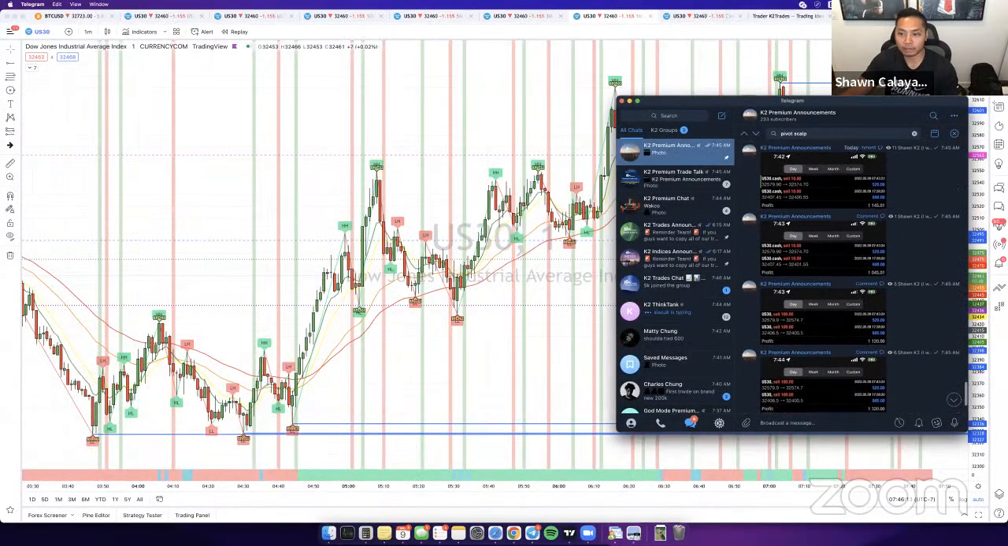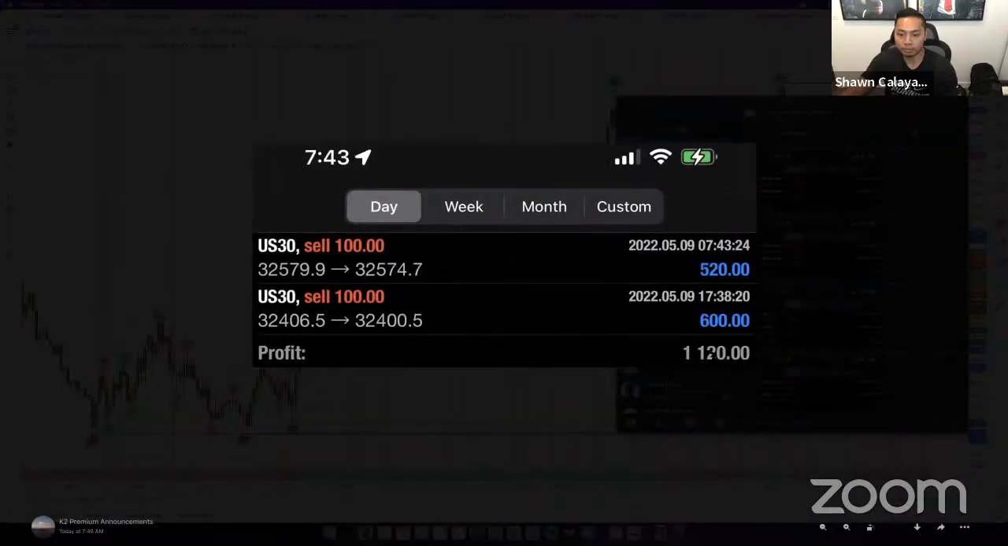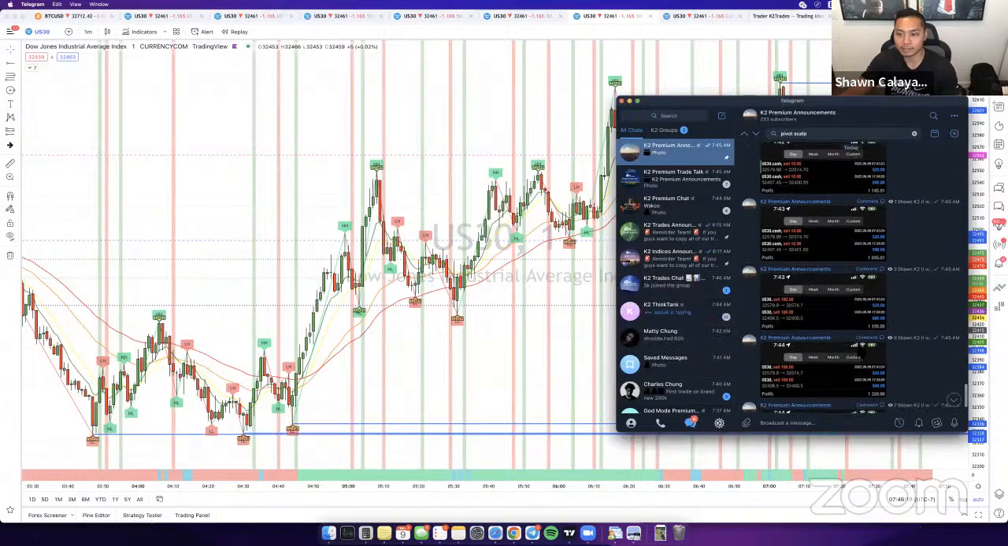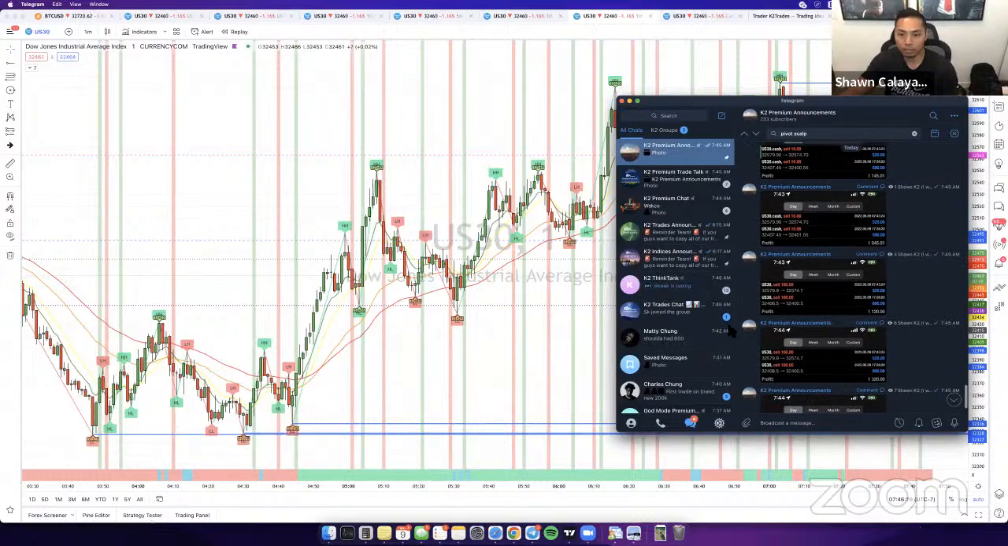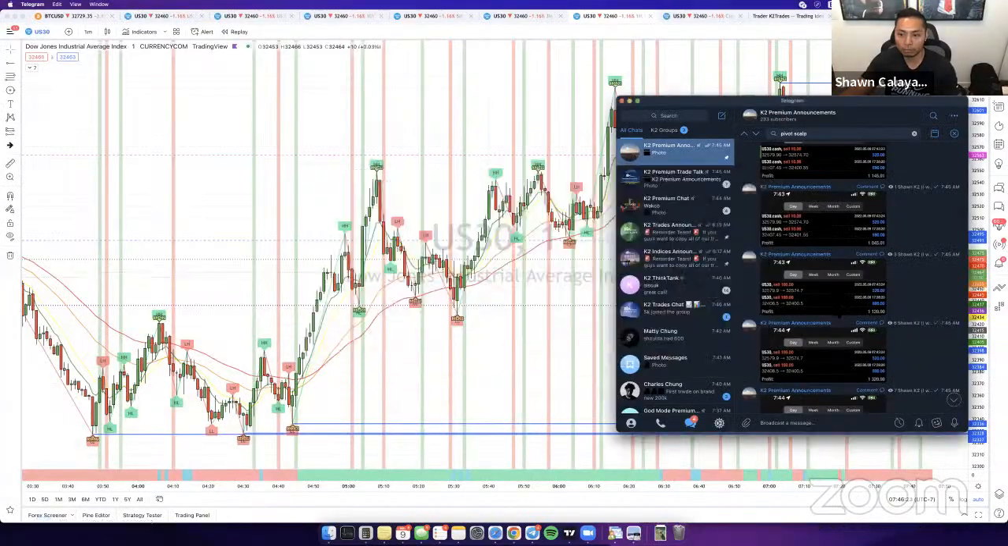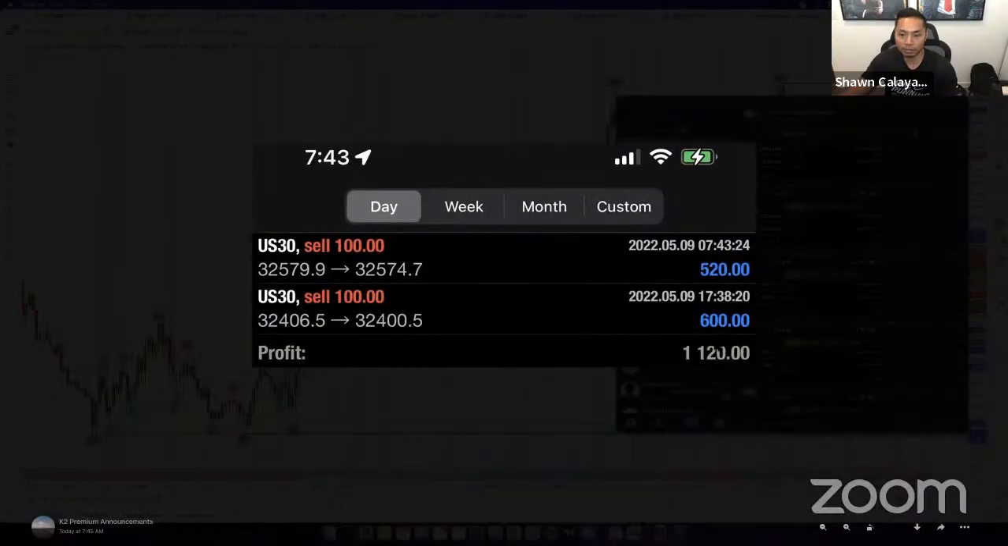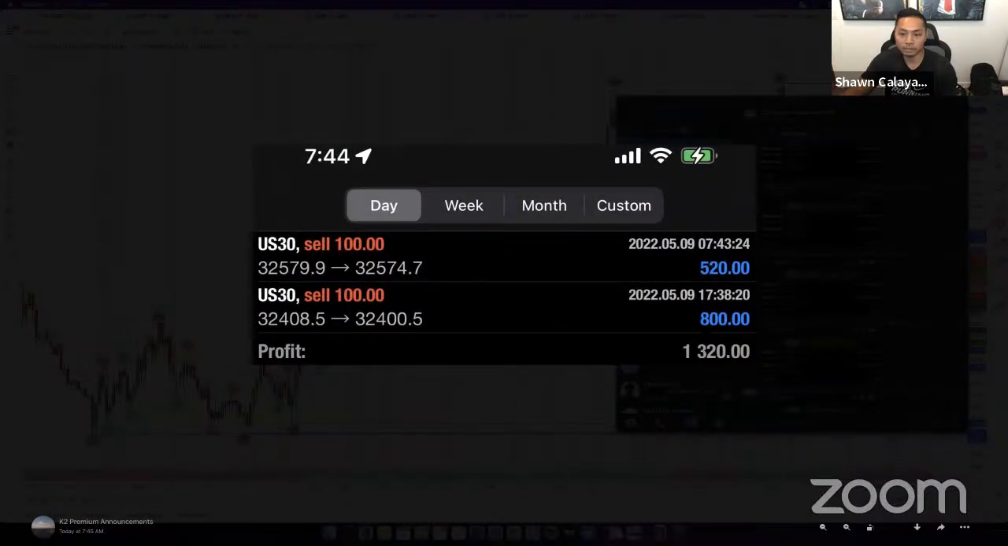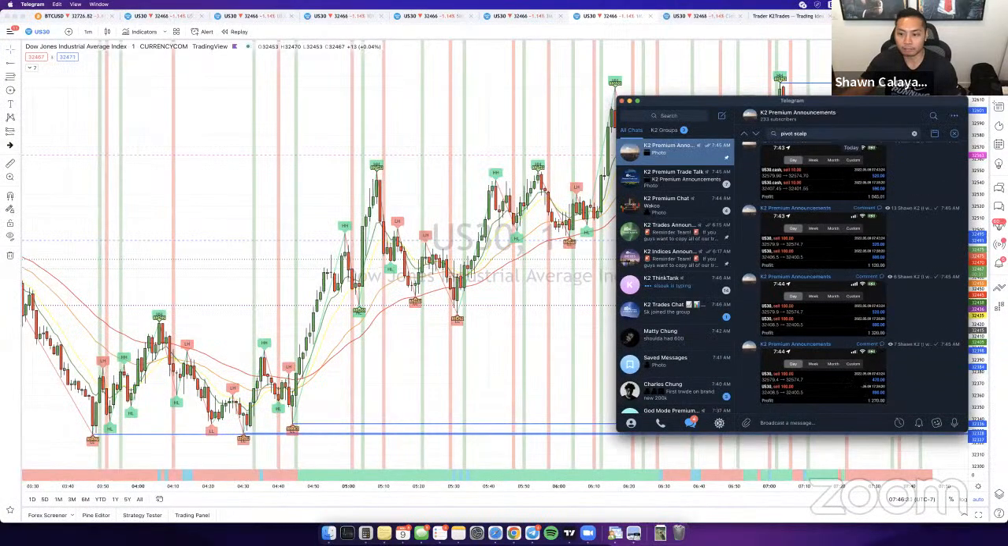Here's my MFF. My MFF number one made 1,120, made 600 off that trade. Here's my MFF number two. You guys can see I made 800 off this. So some slippage here, but in my favor. So I made 1,120 off this account, 1,320 off this account. And then my third account.